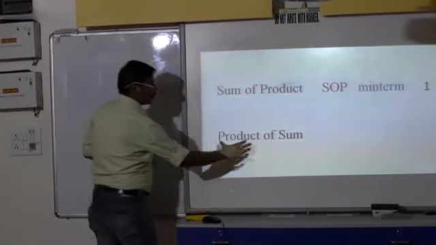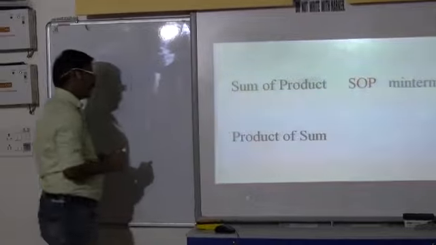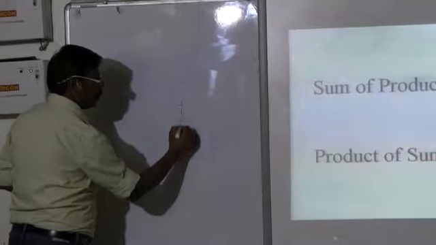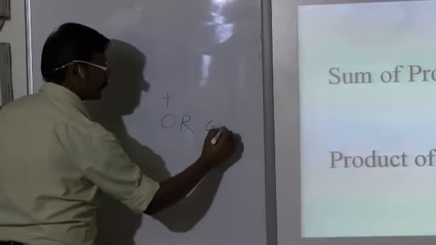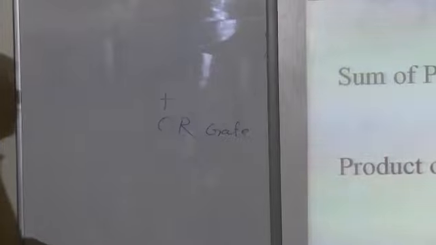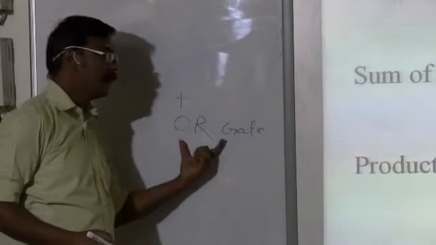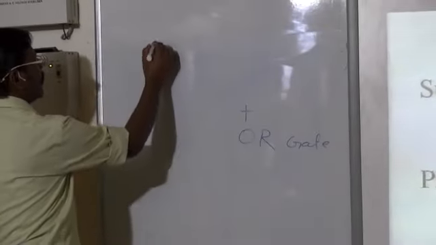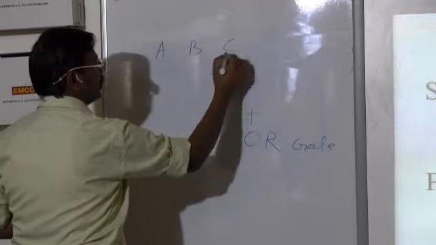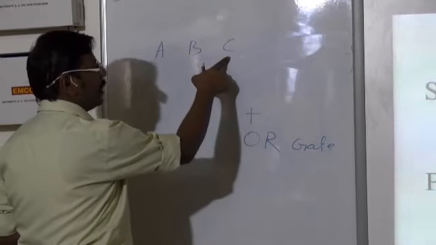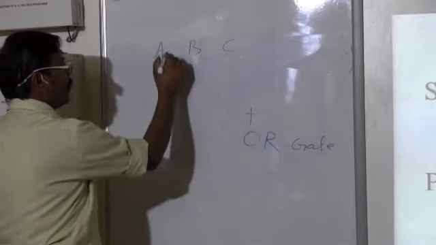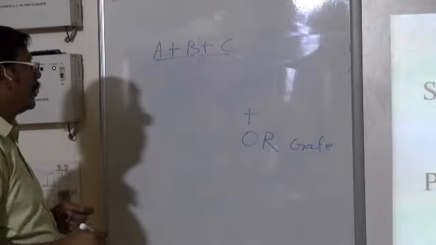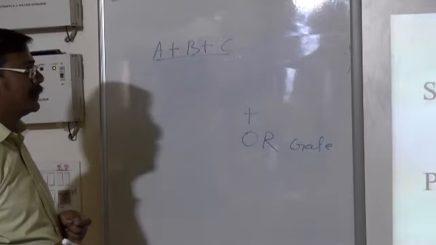Here it is, a product of sum. Sum, as I just now explained, is the plus sign, which is equivalent to the OR gate. So the OR gate gives the sum of the terms of the input variables. If you have the input variables A, B, C, the sum of these variables means we will use the plus sign between them. So A plus B plus C. This is the sum of the three input variables, A plus B plus C.